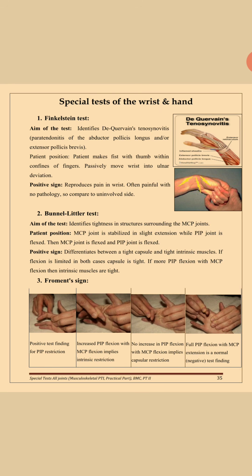Bunnel-Littler test. Aim of the test: identifies tightness in the structures surrounding the MCP joints. Patient position: MCP joint is stabilized in slight extension while the PIP joint is flexed. Then the MCP joint is flexed and the PIP joint is flexed. Positive sign: differentiates between a tight capsule and tight intrinsic muscles. If flexion is limited in both cases, the capsule is tight. If there is more PIP flexion with MCP flexion, then the intrinsic muscles are tight.